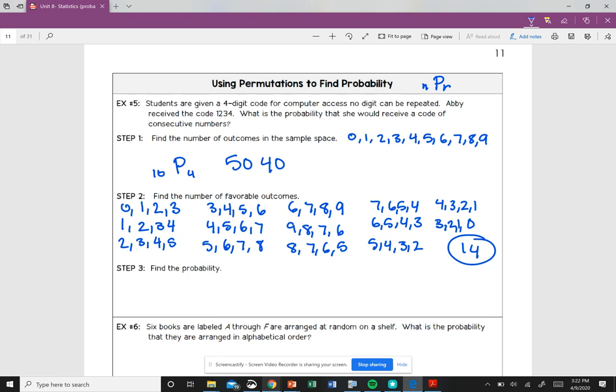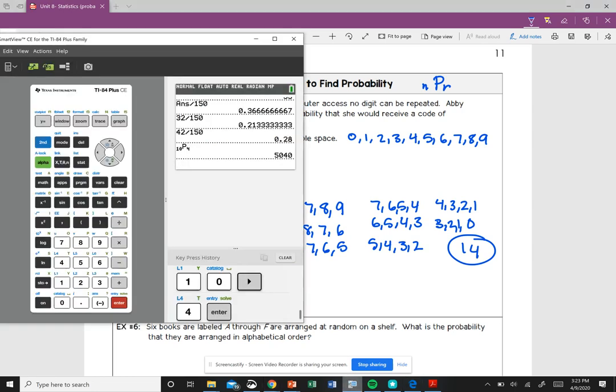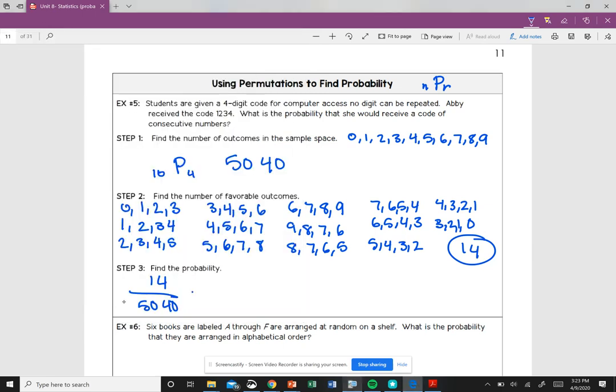Whew. That's frustrating. All right. So that means we have 14 out of 5,040. If we pull out our handy dandy calculator, we do 14 out of 5,040, and we get 0.28%. That is not very likely at all.